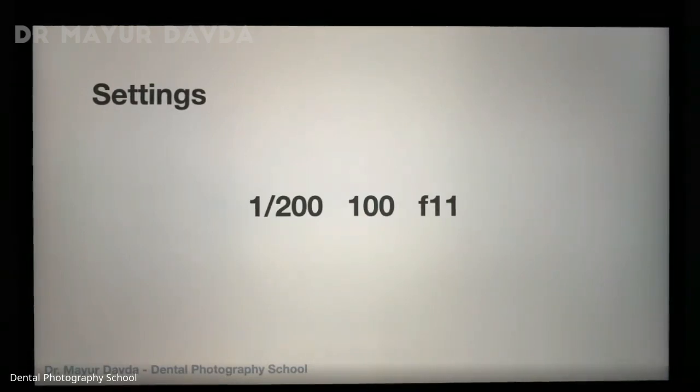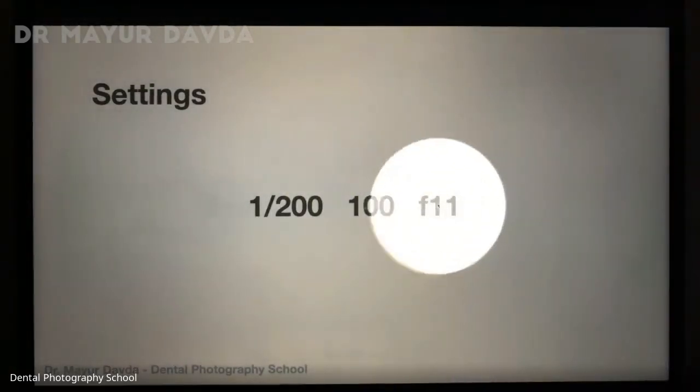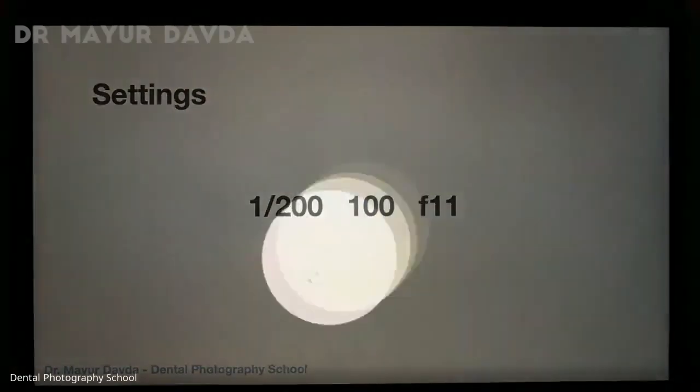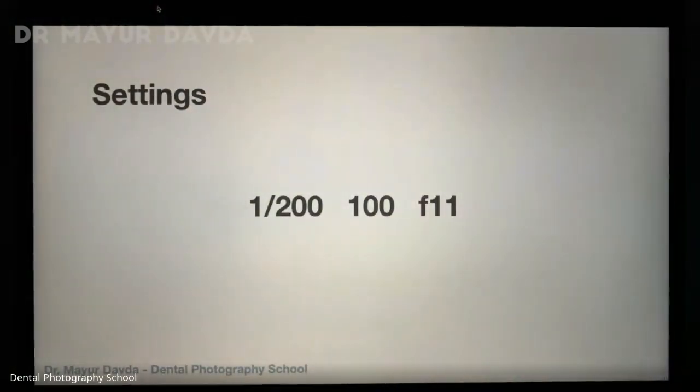All right. So the slide that is in front of you is for extraoral photography, and I use a shutter speed of 1 by 200, an ISO of 100, and f11. So a shutter speed of 1 by 200, ISO 100, f11 is what I use for extraoral photography. What is shutter speed, what is ISO, and what is f11 is beyond the scope of me explaining in this session. But if you have a DSLR, maybe you can keep it on this.